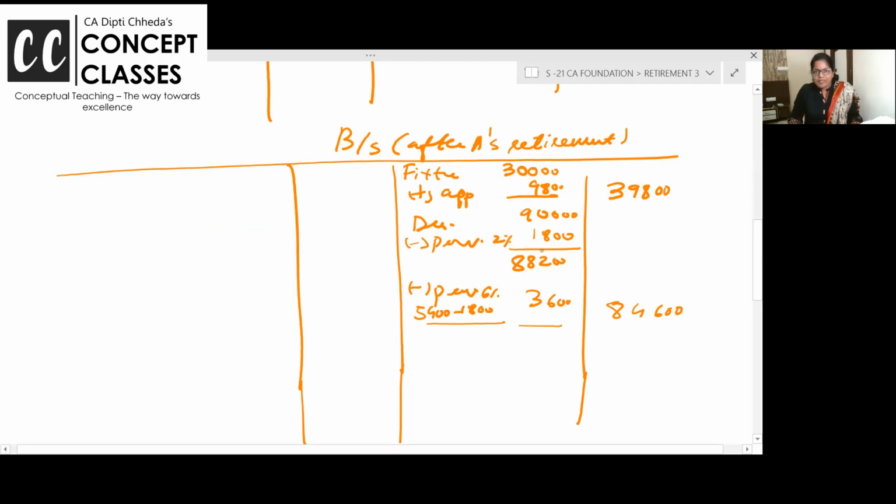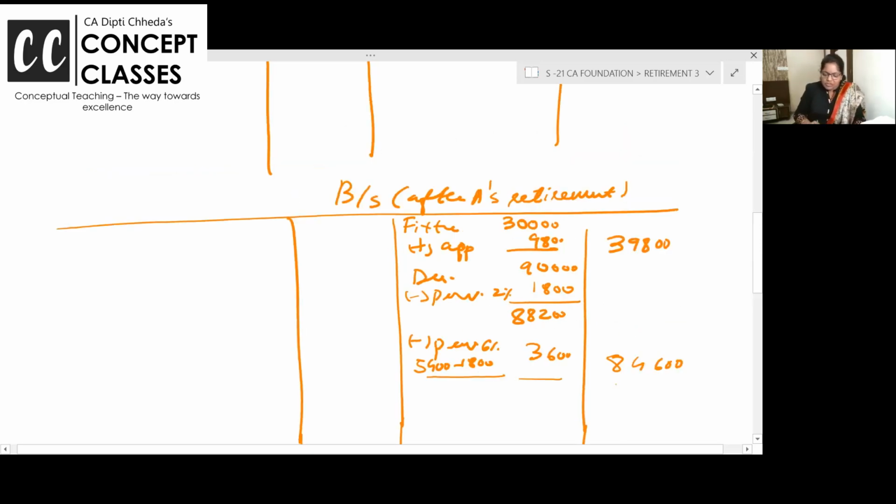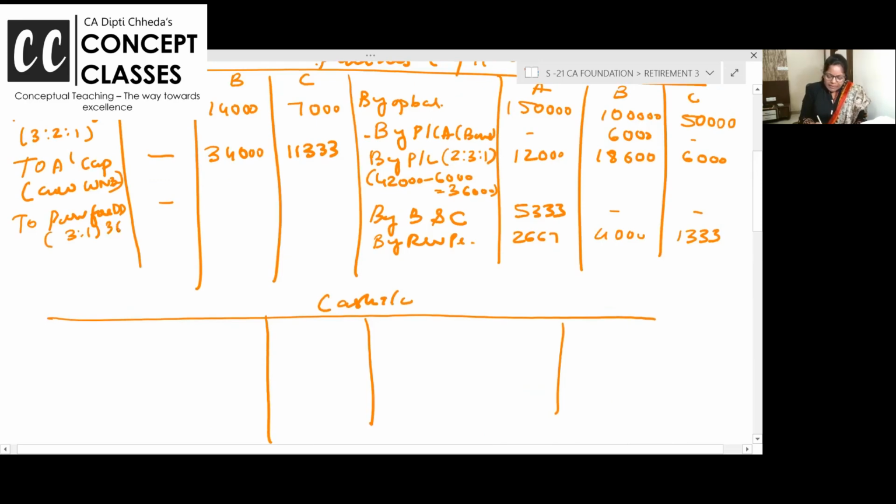First, you have created 2% provision at the time of retirement of A. After his retirement, you wanted the provision not 6%, that is 5,400, but already 1,800. So this 3,600 additional provision only the remaining 2 partners will bear. Write 3,600 into 3 by 4, 2,700, and 3,600 into 1 by 4, it's 900. Nice and clear.